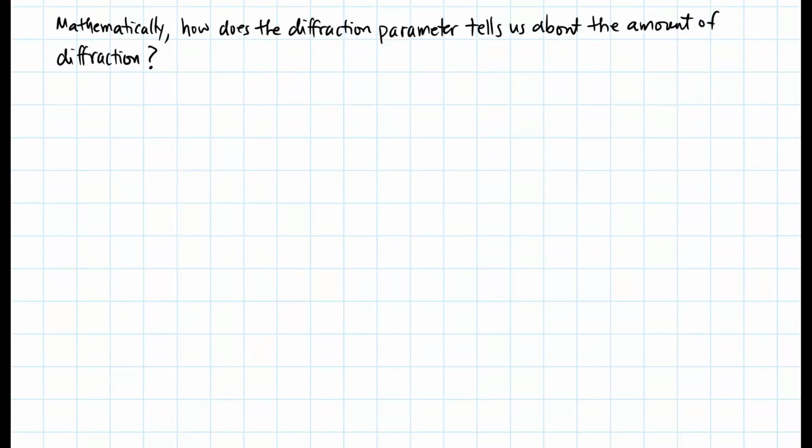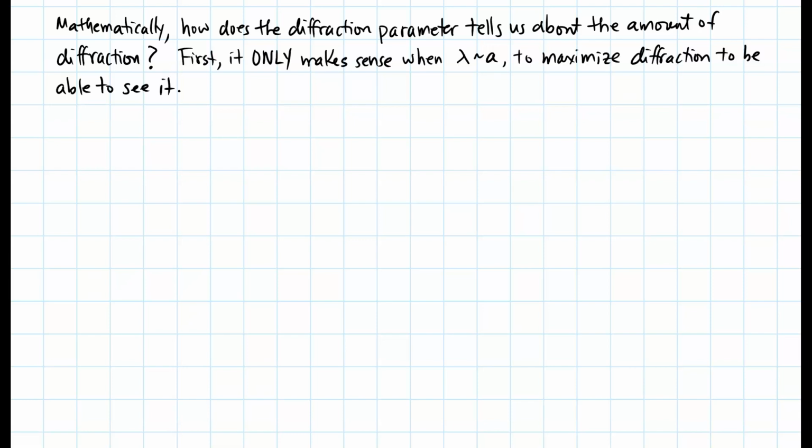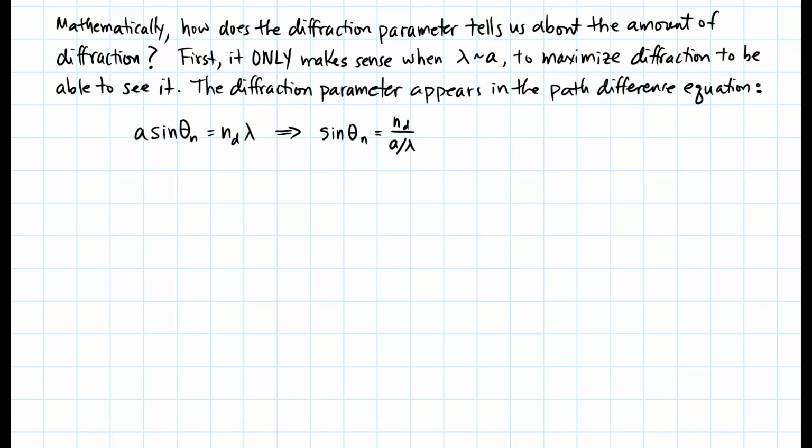Mathematically, how does the diffraction parameter tell us about the amount of diffraction? First, it only makes sense when lambda is comparable to the obstacle size, to maximize diffraction to be able to see it. The diffraction parameter appears in the path difference equation. So if I have A sine of theta equal to n lambda, if I solve for sine of theta, I get n divided by the diffraction parameter.